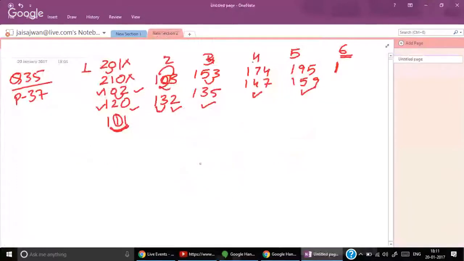Question number 35. Between 100 and 200, how many numbers are there? Same page, page number 37 only. You can see it here, this side I have written it. It is given that between 100 and 200, how many numbers are there in which one digit is the average of the other digits.